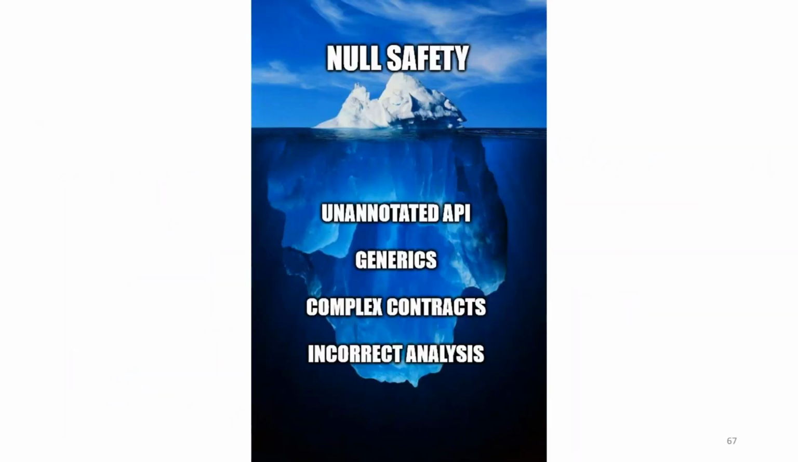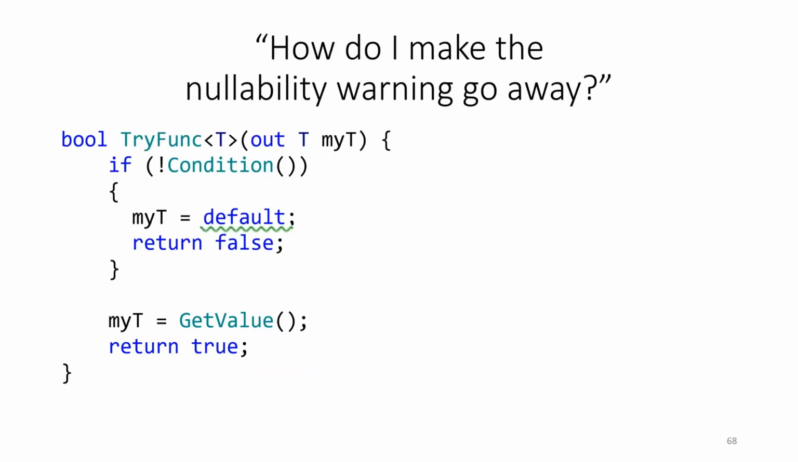So you can guess by now that null safety is just the tip of the iceberg, and there's a lot of other things that you need to know. For example, we've just learned how to deal with unannotated API, but there is much more: generics, complex contracts, and incorrect analysis results you need to know how to deal with. And I found a good example on Twitter. That's a good starting point for all three of these points.